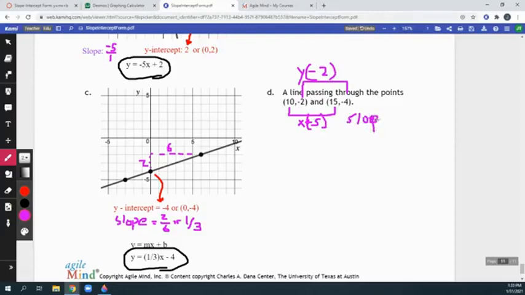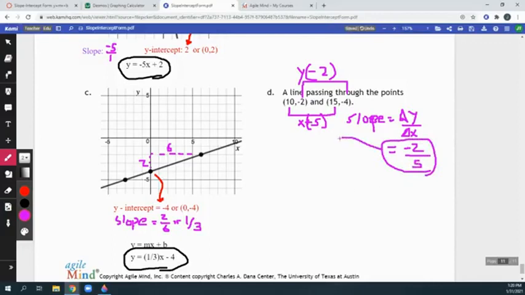Equals change in y, or change in x. How much did y change by? It went down 2, from negative 2 to negative 4. How much did x change by? 5. It went up 5. So that's my slope.